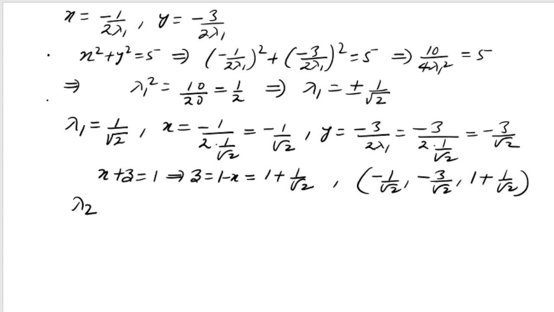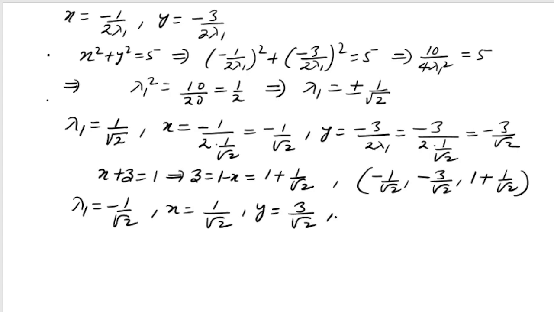To get the second critical point, if I take lambda 1 is equal to minus 1 by under root 2, so lambda 1 is equal to minus 1 by under root 2. So can I write x directly? It will be minus, so minus minus will become plus. I will get 1 by under root 2. What will be y? Y will be 3 by under root 2.